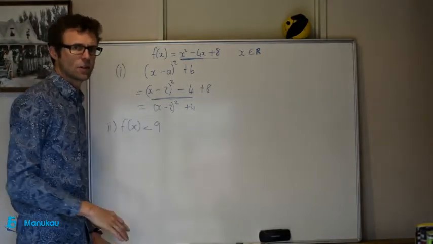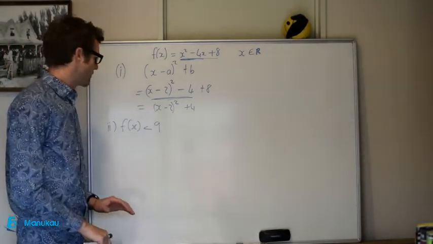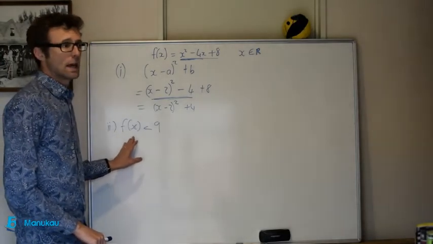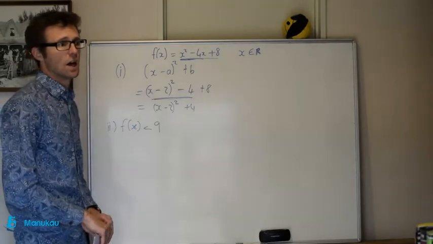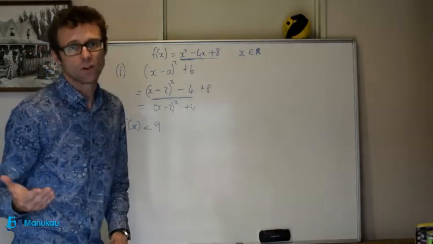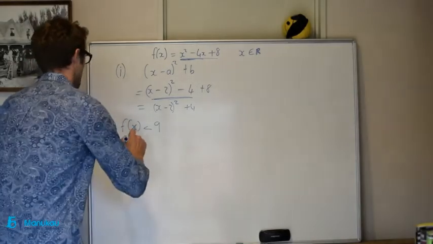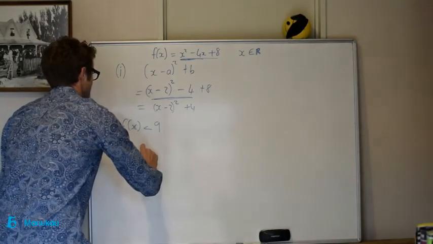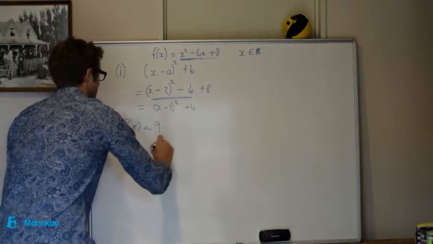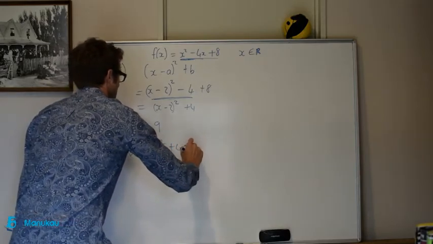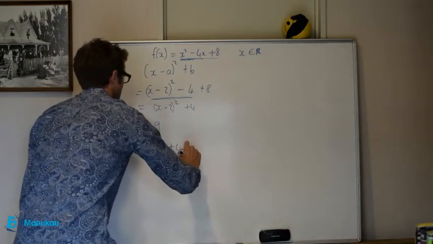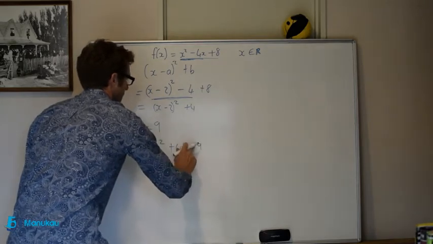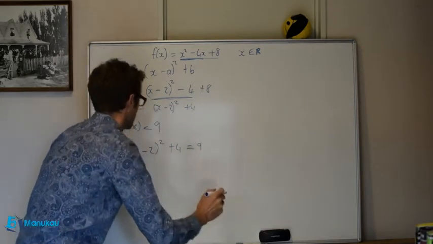Right, so that takes us to our second part of the question. We're trying to find the set of values for where our function f of x is less than 9. Well, what I want to do is find out where it's equal to 9. So that's my first step. So I'm going to write x minus 2 all squared plus 4 equals 9. I'll find out where it's equal, and then I'll explain how to solve from there.